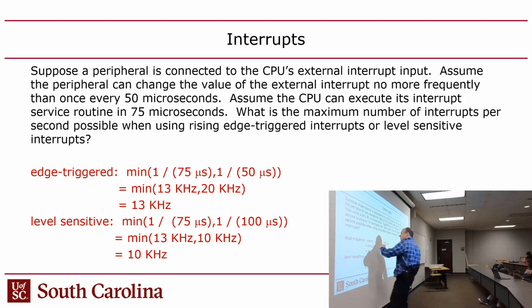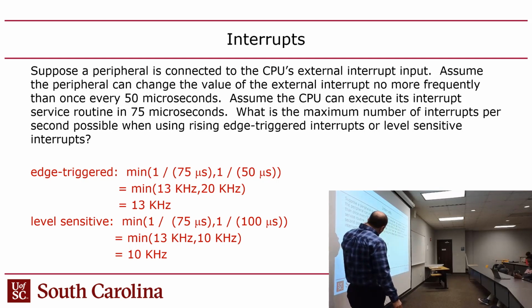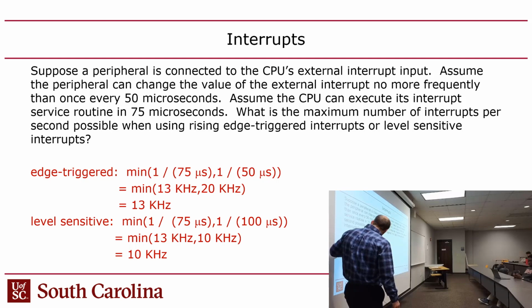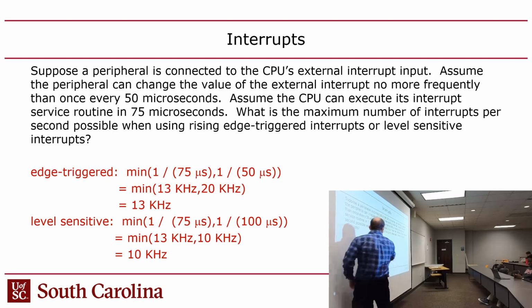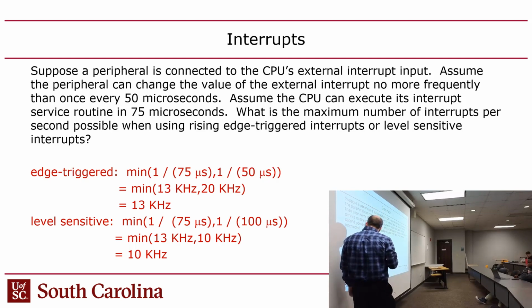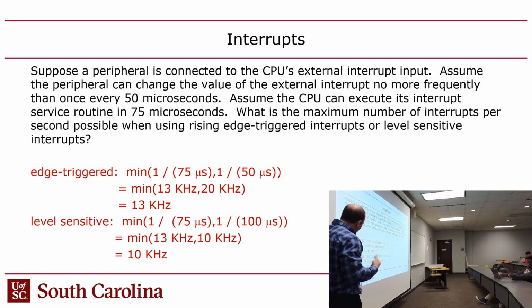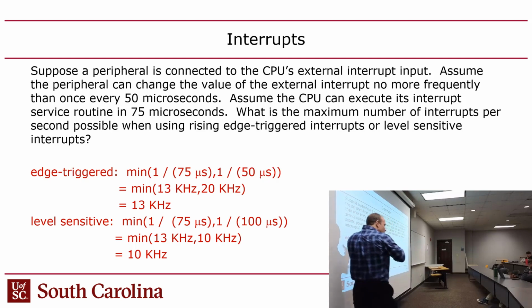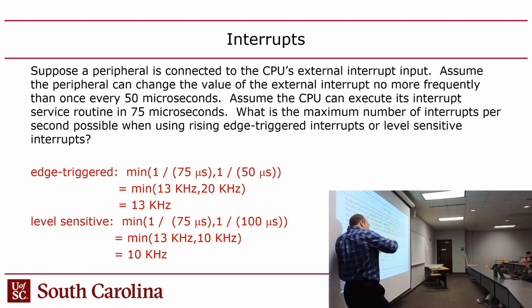Because this is edge triggered, if you're changing it every 50, I think I might have these swapped, sorry. Let's double check that. For level sensitive, I had 100 there for how fast you can actually change the line. With level sensitive, you can just leave it high. If you want to execute interrupts as fast as possible, you just set it high and leave it there. Whereas with edge triggered, you need an edge, so you can't just leave it high. You have to be high, low, and then high again. So I think these are actually swapped.